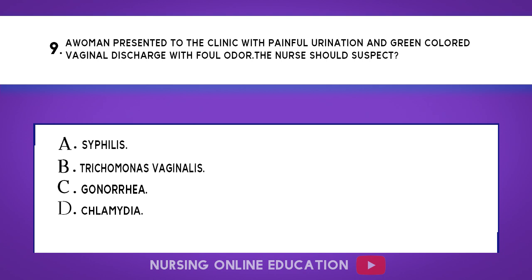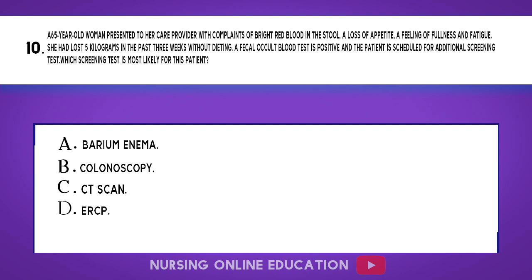9. A woman presented to the clinic with painful urination and green-colored vaginal discharge with foul odor. The nurse should suspect A. Syphilis, B. Trichomonas vaginalis, C. Gonorrhea, D. Chlamydia. The answer is option B. Trichomonas vaginalis.